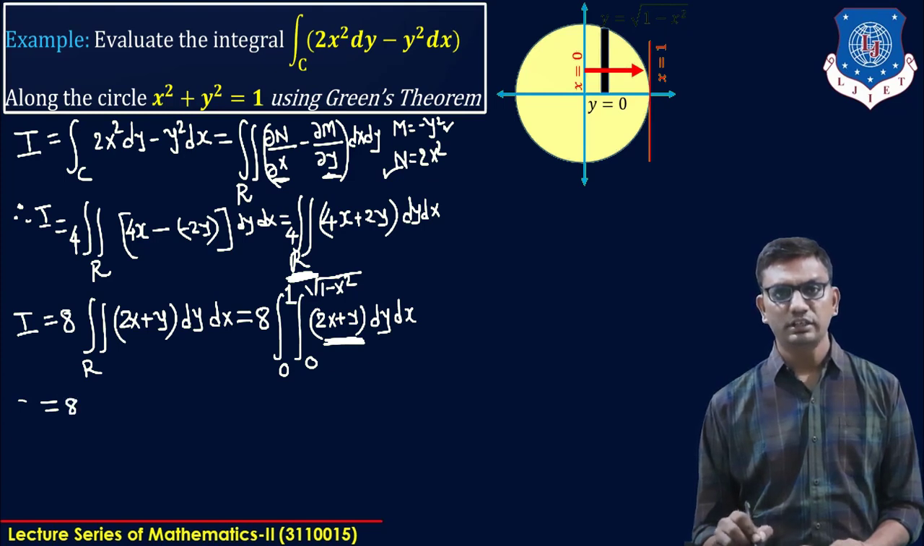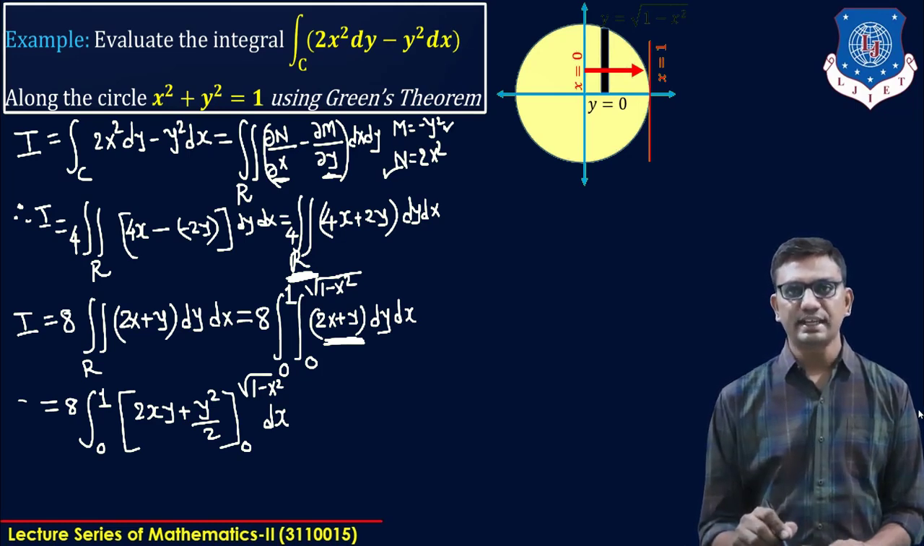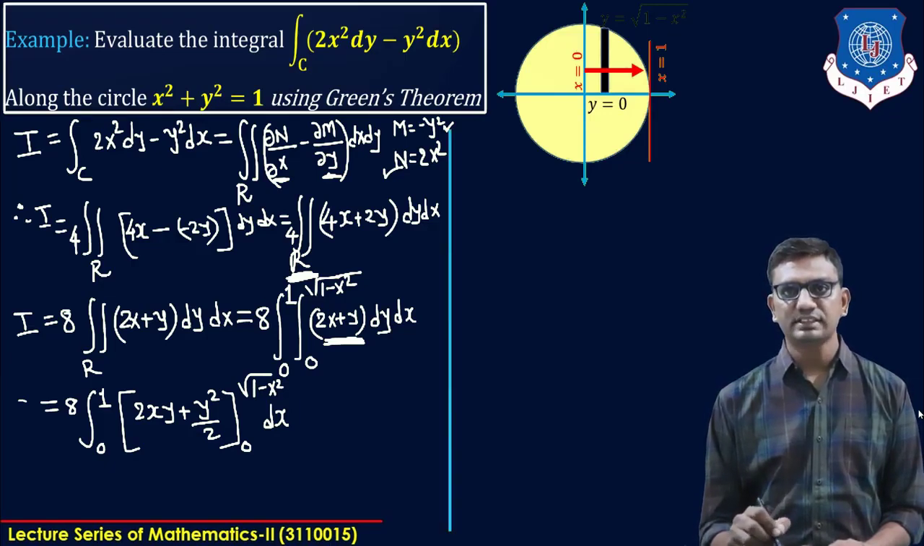So it is 8 into the integration from 0 to 1 as it is. First we take the integration of y. So 2xy plus y square by 2. It is the first integration with respect to y, and the limit is 0 to under root 1 minus x square. Here we already integrated with respect to y, so only dx is remaining. Now we find the second integration from 0 to 1, which is only an integration of x.